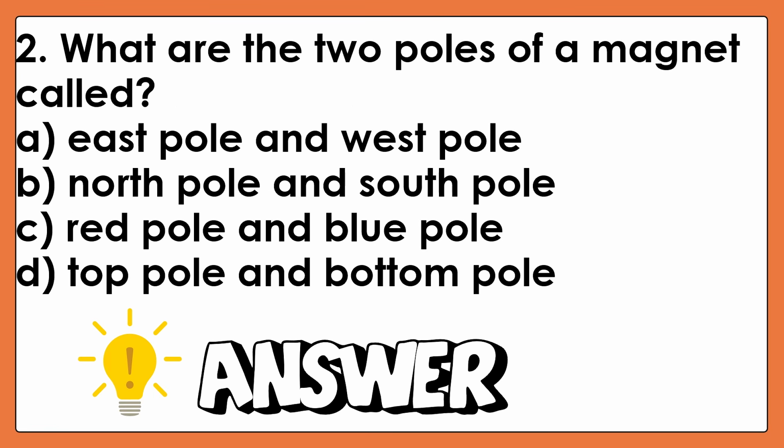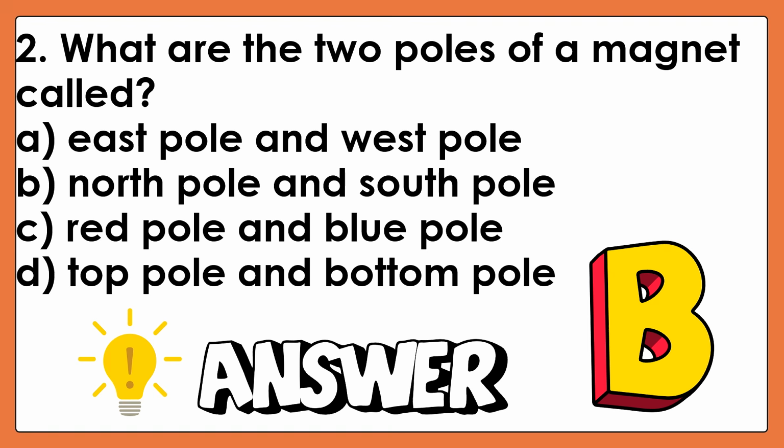Number 2, what are the two poles of a magnet called? A. East pole and west pole, B. North pole and south pole, C. Red pole and blue pole, or D. Top pole and bottom pole? The answer is letter B, north pole and south pole.